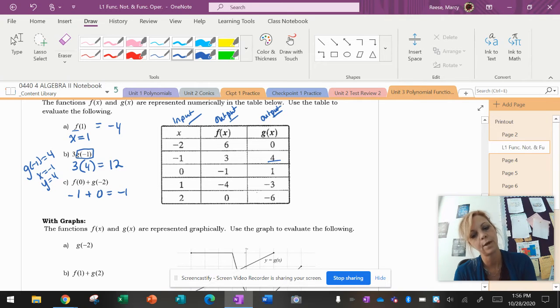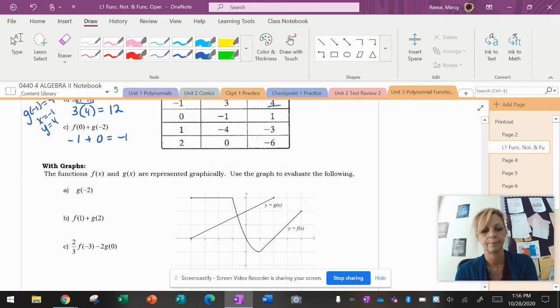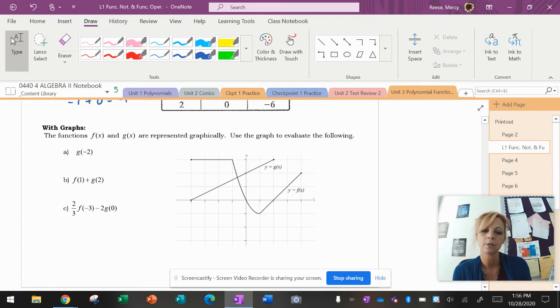You get that? Negative 1 plus 0? Sweet. All right, now we're looking at graphs. Next thing we're going to look at. Okay, we did the tables, now you're going to look at it in graphs. I'm going to do the first one, and you're going to do B and C, because you can handle this, all right? So when it says g of negative 2, it just means when x is equal to negative 2.